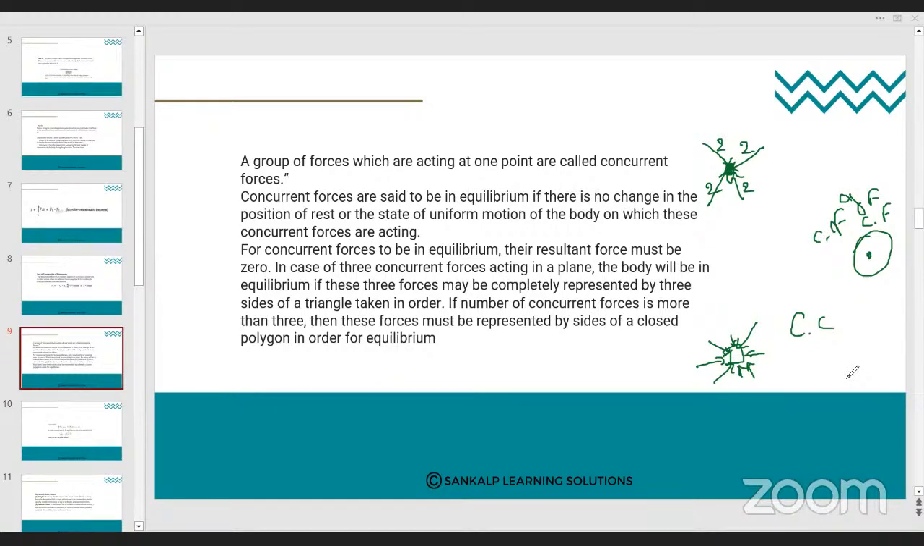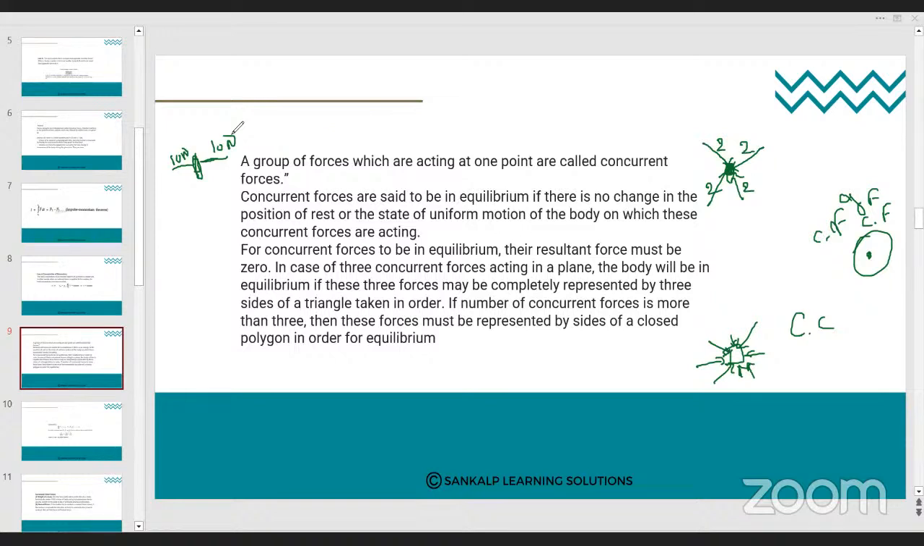Otherwise, one more example I can give you. You are standing at the center. Two friends are pulling you, and he or she is also applying the 10 Newton force, and this person is also applying the 10 Newton force. Where will you move, in which direction? You will be at rest only, because in both the directions you are experiencing the same force. So the body will not move in any direction. Is this clear? This is an example of concurrent forces.